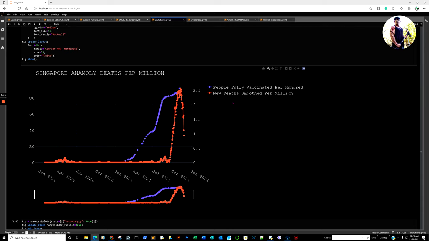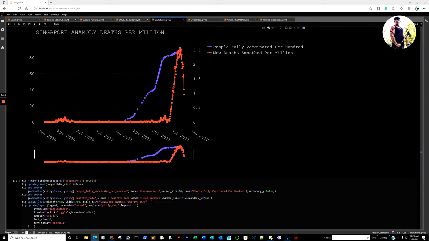People fully vaccinated per 100, new deaths smoothed per million. The purple line is people fully vaccinated per 100. This was the deaths per million. Look at this. All of a sudden, right about this time, September 20th, the death rates per million began to skyrocket. At the same time, it correlates pretty heavily with how fast they started vaccinating individuals. So you're looking between here, July and October.